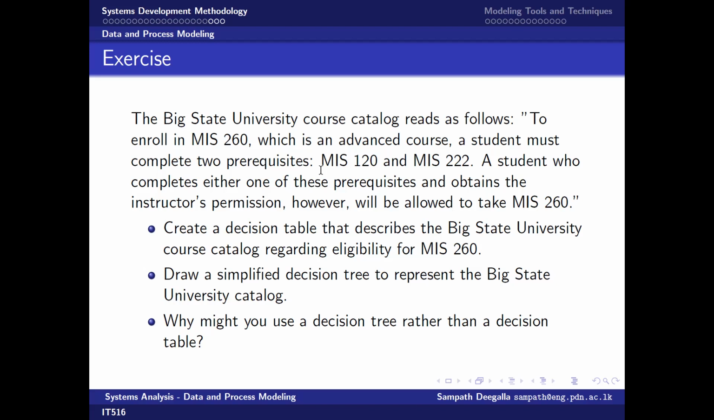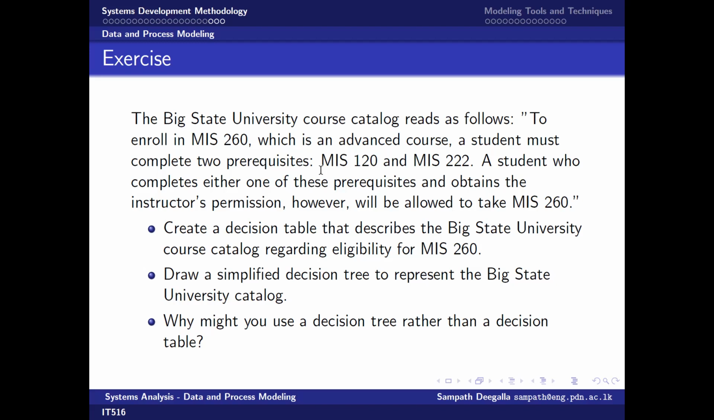It's about a university course catalog, which means you are enrolling in a particular subject. To enroll, there's a course code MIS 260, which is an advanced course. A student must complete two prerequisites, MIS 120 and MIS 222. A student who completes either one of these prerequisites and obtains the instructor's permission will be allowed to take MIS 260.